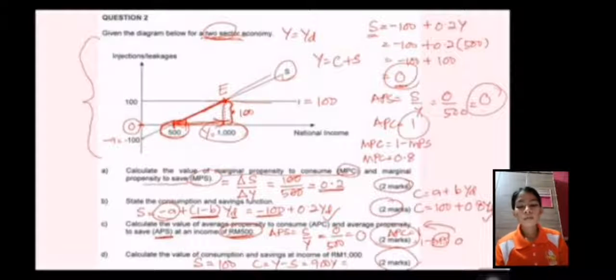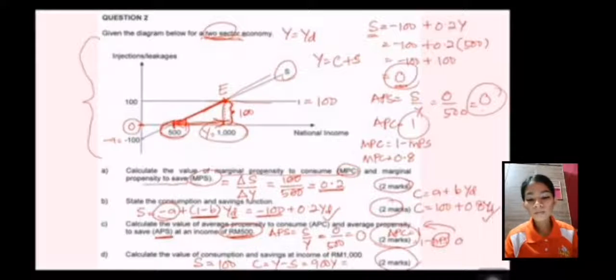Hi, so today I'm going to explain how to calculate past questions for the two-sector economy. These are the questions, A, B, C, D, four questions. Today I'm going to show you how to calculate the two-sector questions. First, calculate the value of marginal propensity to consume and marginal propensity to save. First, the change in C divided by the change in Y, where the change in C is 100 and Y is 500, so you will get 0.2.